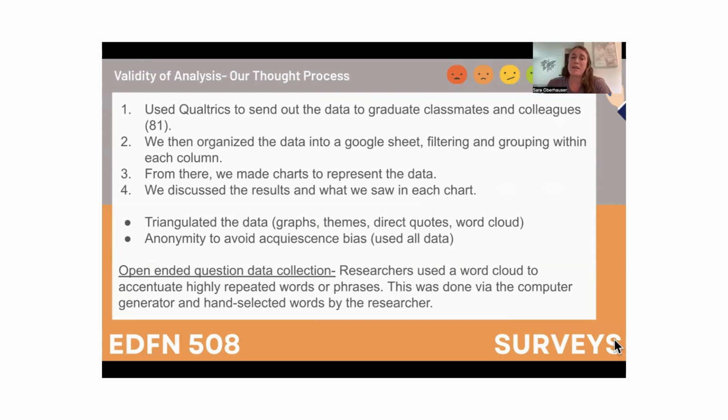So once we got the data back from Qualtrics, we organized the data into a Google Sheet. You're able to export that right into a Google Sheet where you can filter and group within each column. From there, we made charts to represent the data within each of the columns. And then we discussed the results and what we saw with each chart. We used graphs, we pulled out themes, direct quotes, we made word clouds, trying to triangulate the data.